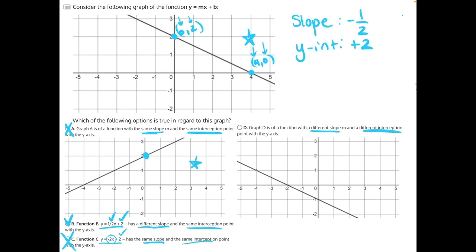Let's start at this point right here. We would go to the right 2, down 1, to the right 2, down 1. It looks like we have the exact same slope of negative 1 as our rise and 2 as our run. So this has the same slope, not the different slope, meaning that D is incorrect and B is our correct answer.